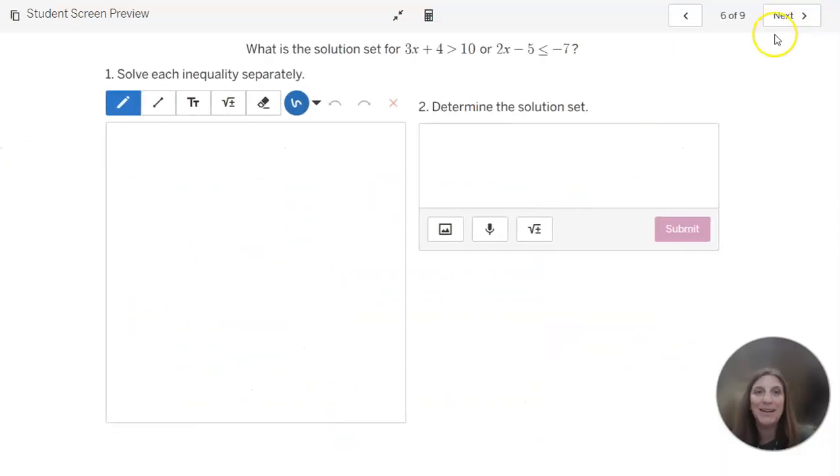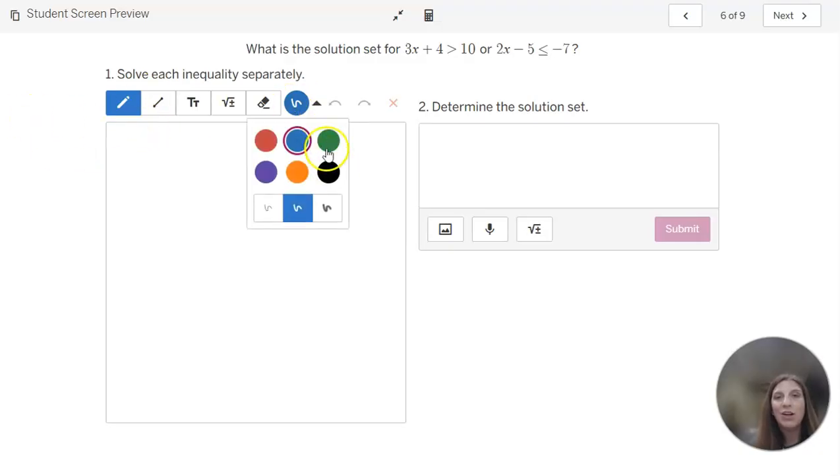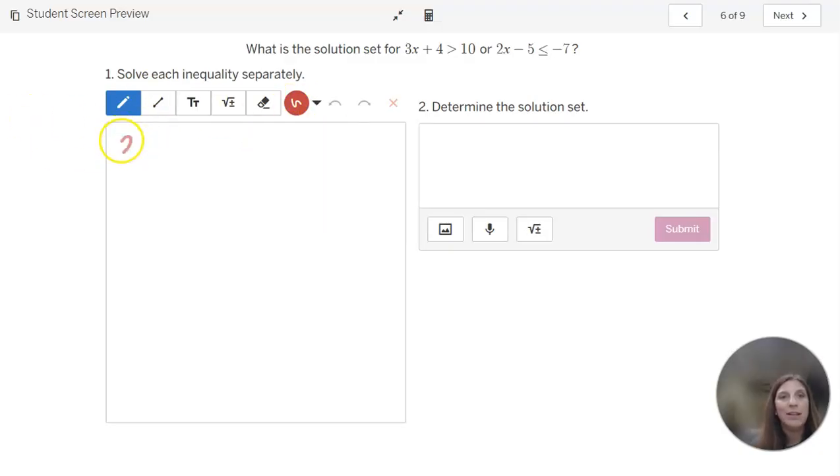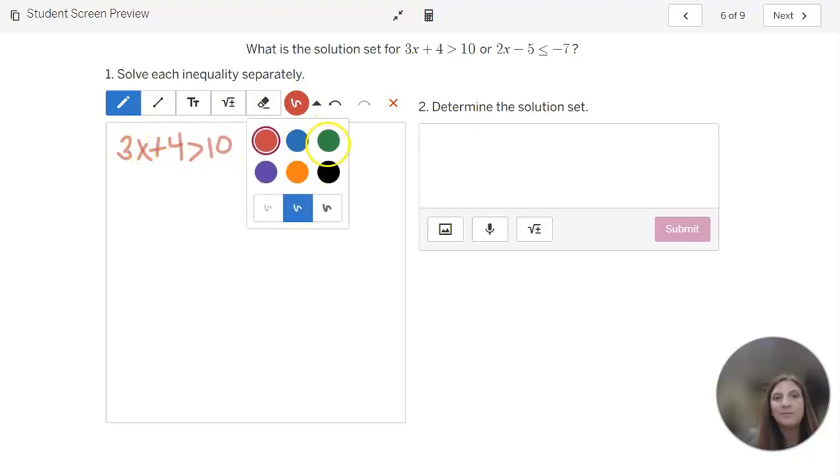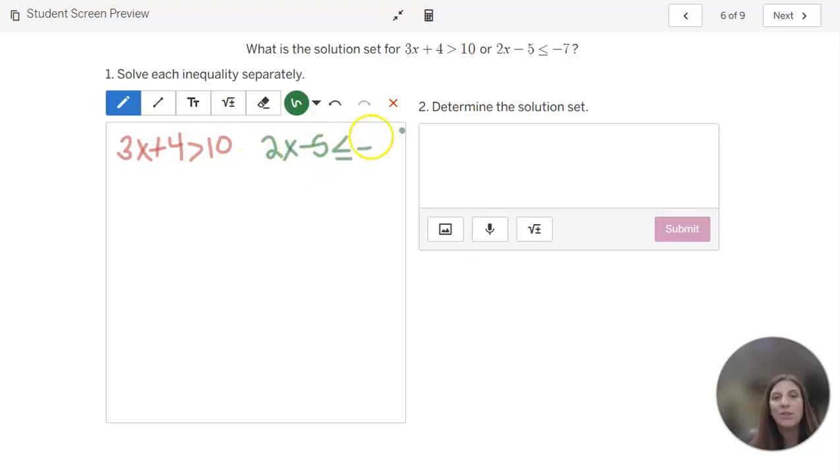Okay, let's keep going. So we have another or problem. This time it's 2 inequalities, so let's go ahead and solve each inequality separately. 3x plus 4 is greater than 10, and 2x minus 5 is less than or equal to -7.